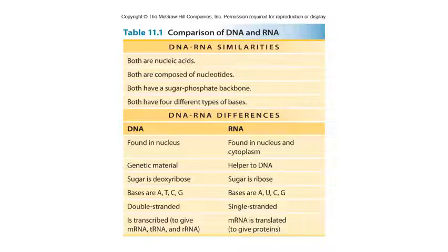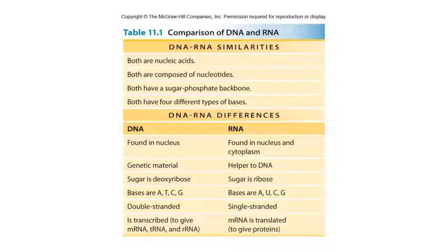DNA is your genetic material. So DNA is a recipe for how to build every protein molecule in your body. RNA is just a helper, right? He's not carrying that recipe code. He is not the actual genetic material, but he's an assistant molecule to DNA.